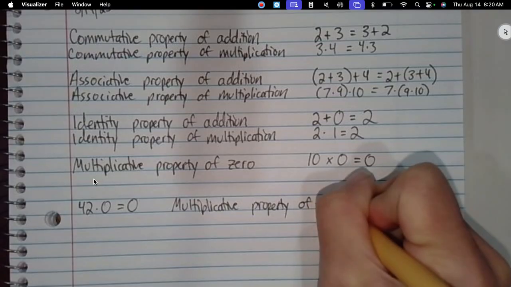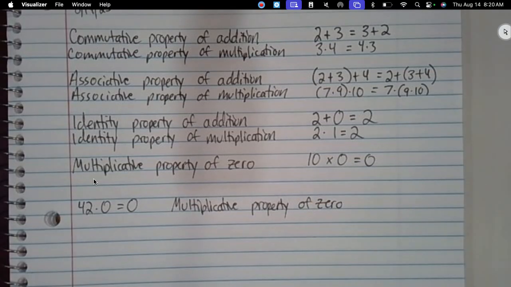There's another way they may say it. They say 0 property of multiplication. They just say it backwards too. Okay, it could be either way.